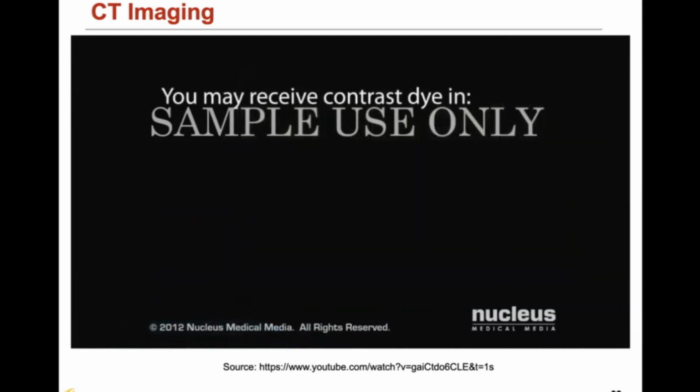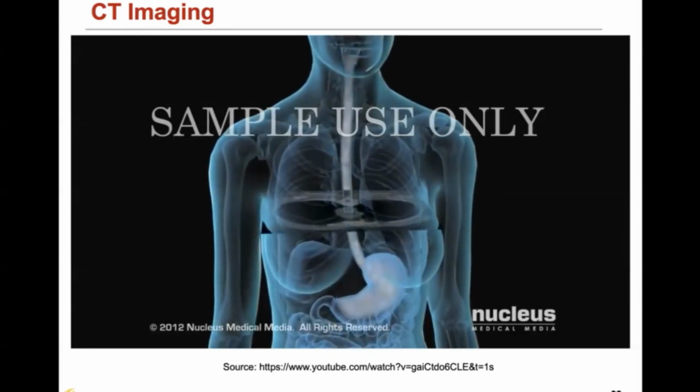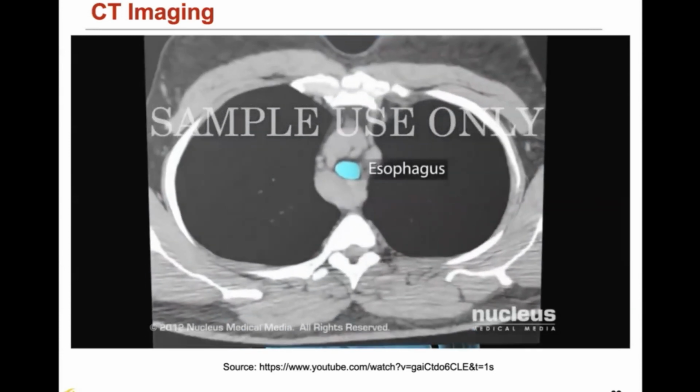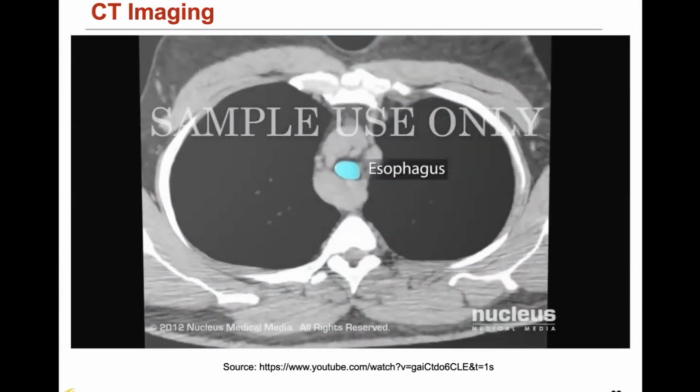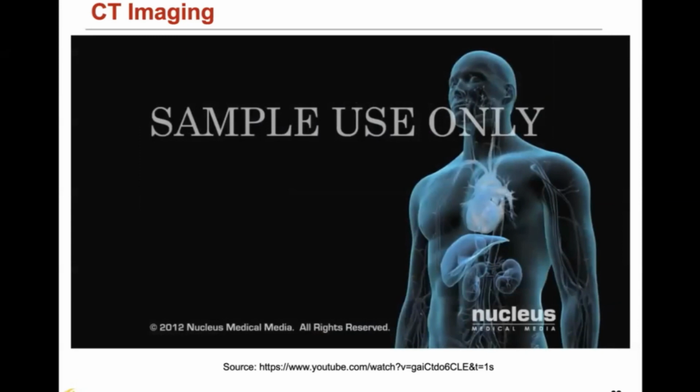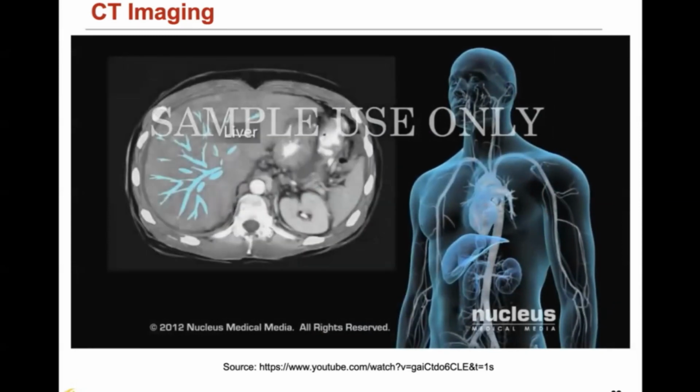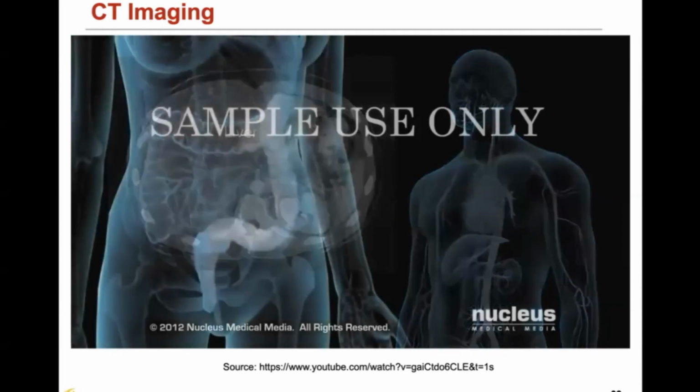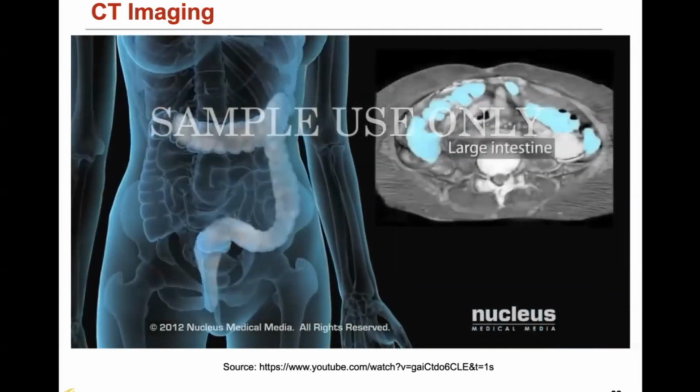In some cases, you may receive contrast dye before your procedure in a drink, an injection, or a barium enema to make it easier for your doctor to see certain areas of your body. If you received a drink with contrast dye, your esophagus or stomach will be highlighted. If you received an injection, your blood vessels, gallbladder, liver, or urinary tract will be highlighted. If you received a barium enema, your large intestine will be highlighted.